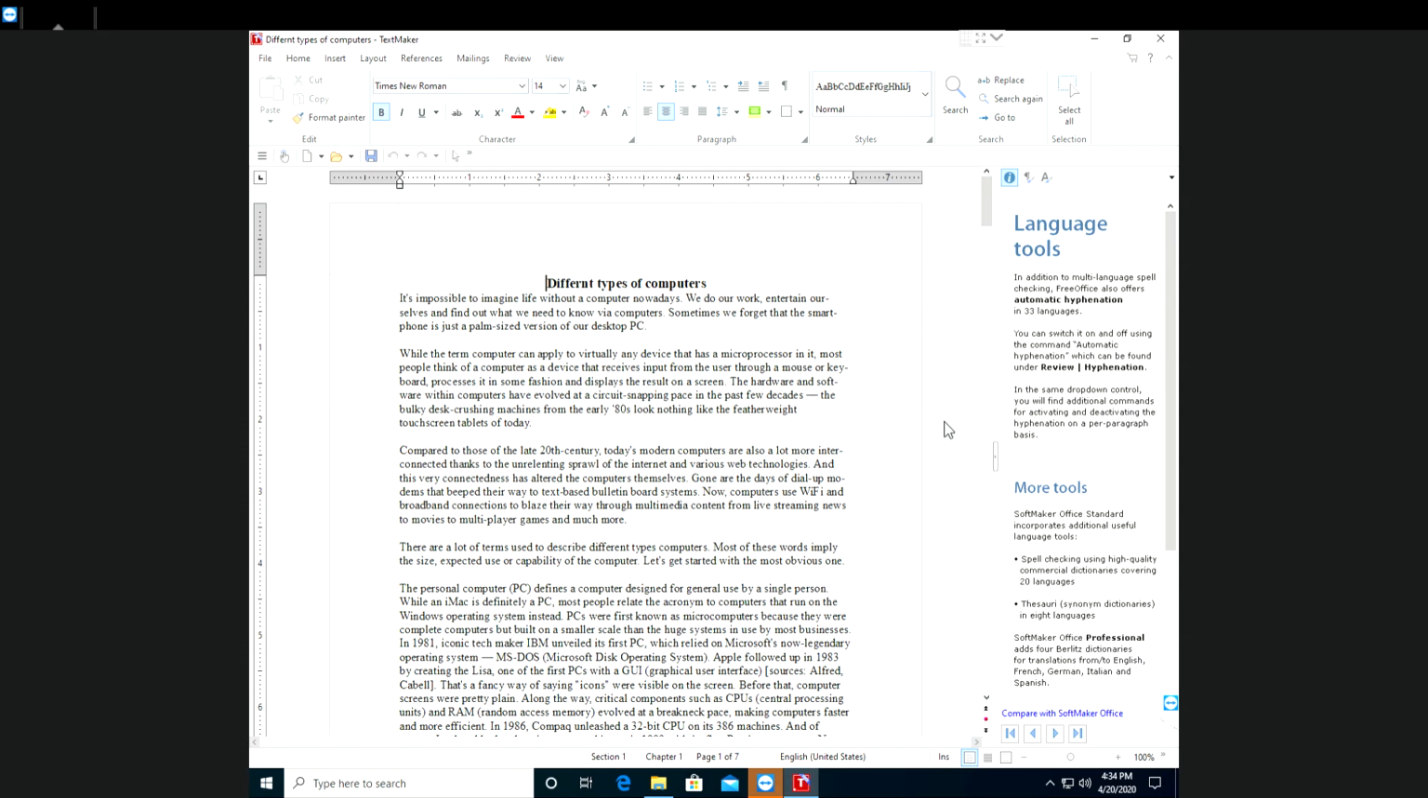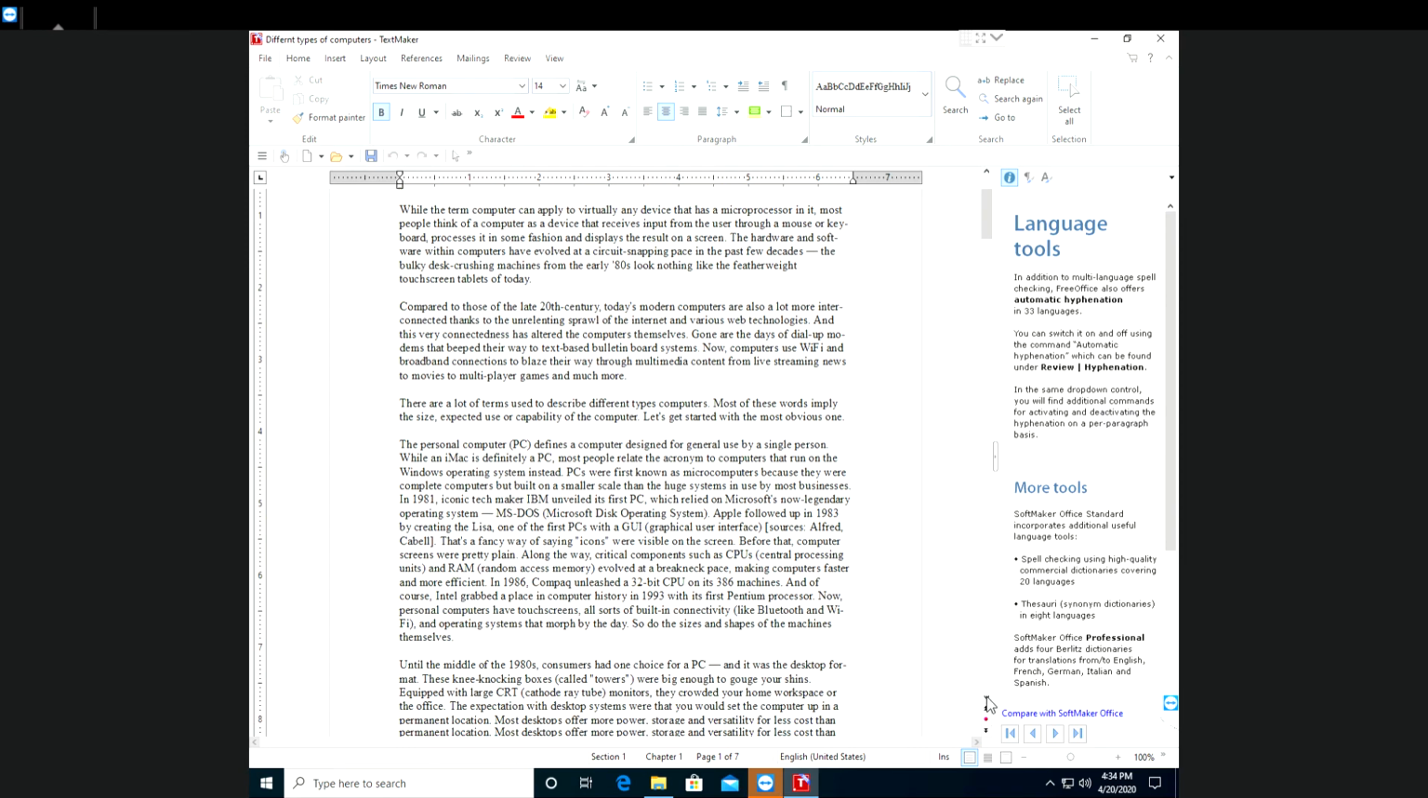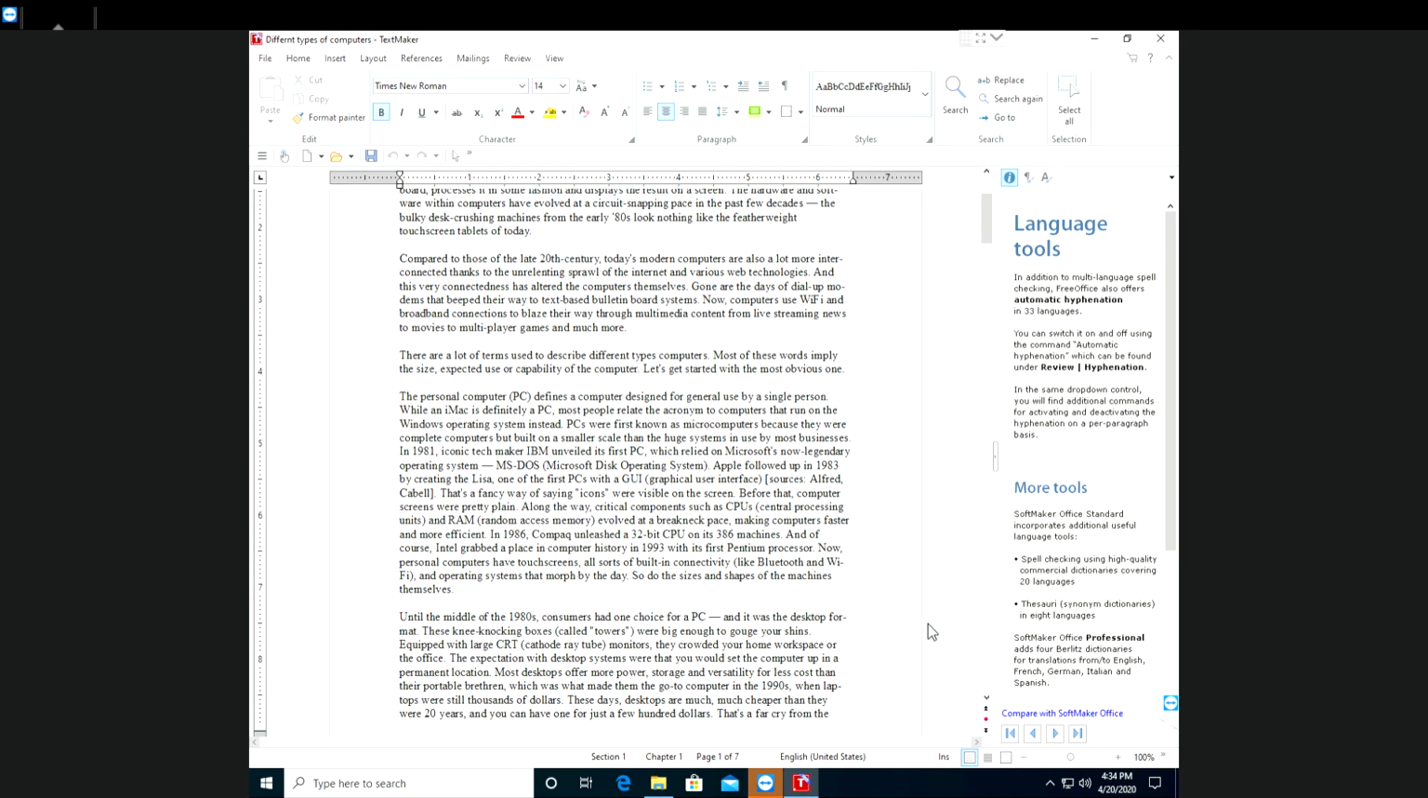There are a lot of terms used to describe different types of computers. Most of these words imply size, expected use or capability of the computer. Let's get started with the most obvious one. The personal computer defines a computer designed for general use by a single person.